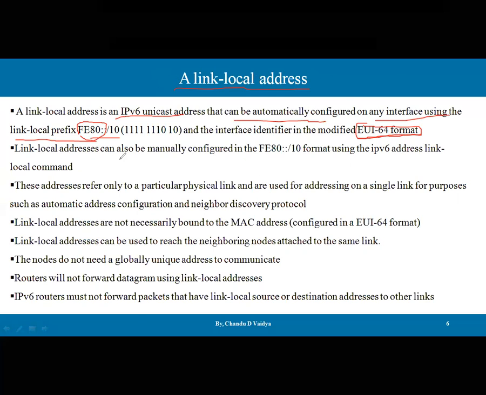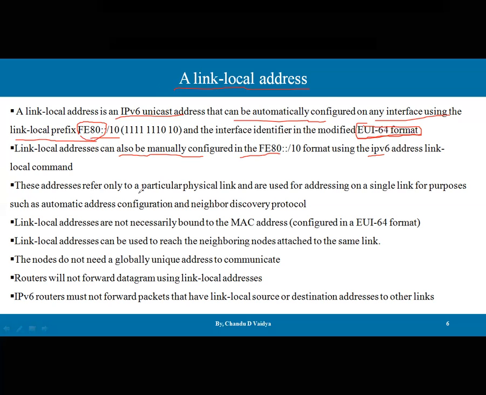The link local address can also be manually configured in the FE80::/10 format using the IP version 6 address link-local command. So this can also be manually configured, but moreover, it is going to be automatically available with the help of the EUI and the MAC address technologies.